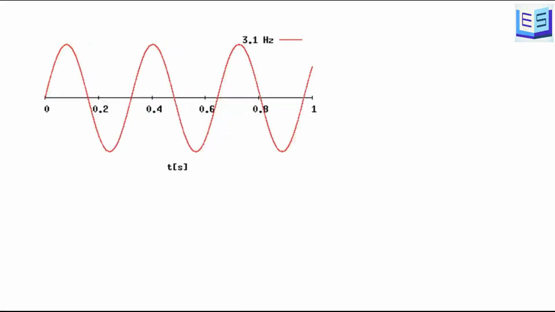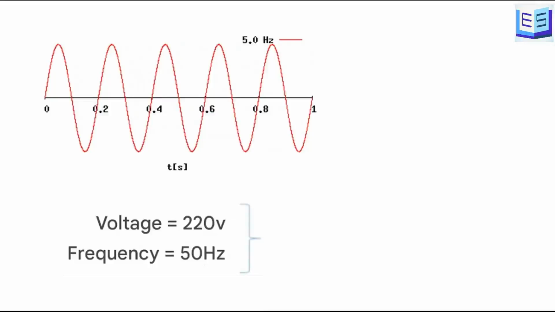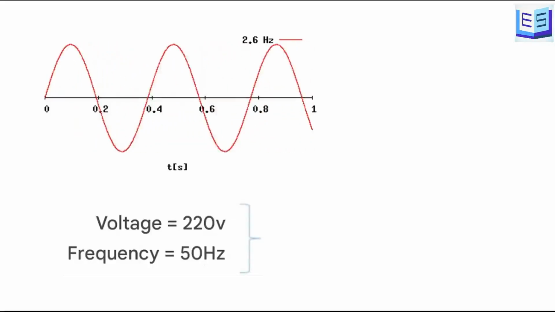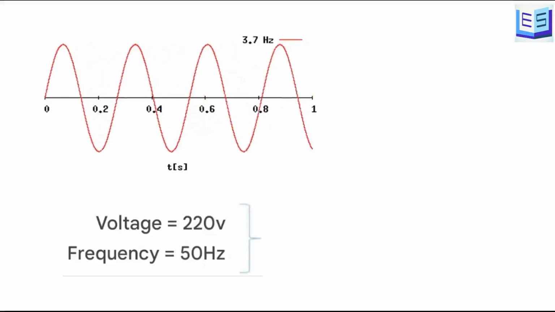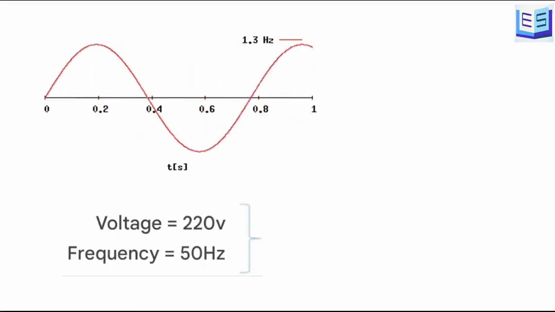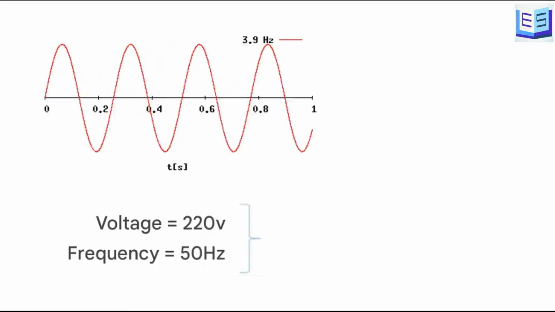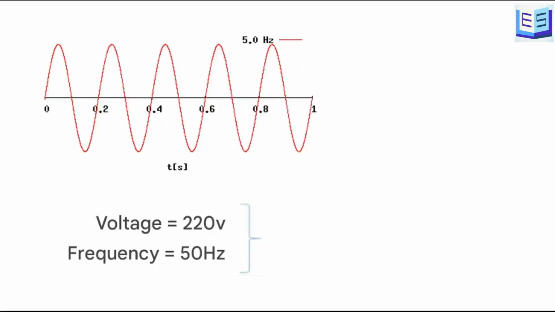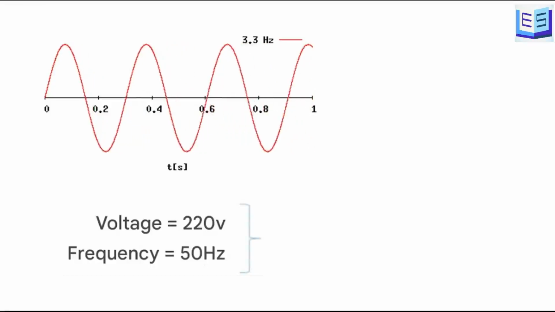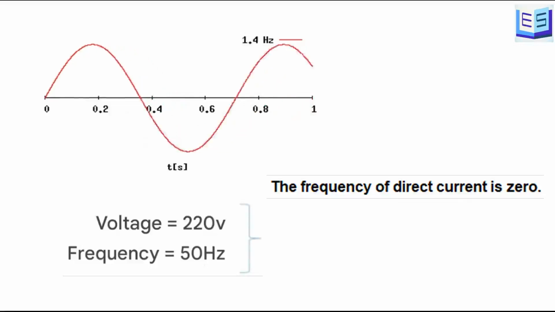Regarding Iran's power grid, in the context of electrical systems, the standard residential voltage used in most homes is 220 volts, and the frequency is set at a standard value of 50 Hz. This means that our waveform repeats 50 times every second. As we mentioned, DC voltage, that is direct current voltage, remains the same and does not change over time, so the frequency of DC electricity is 0.